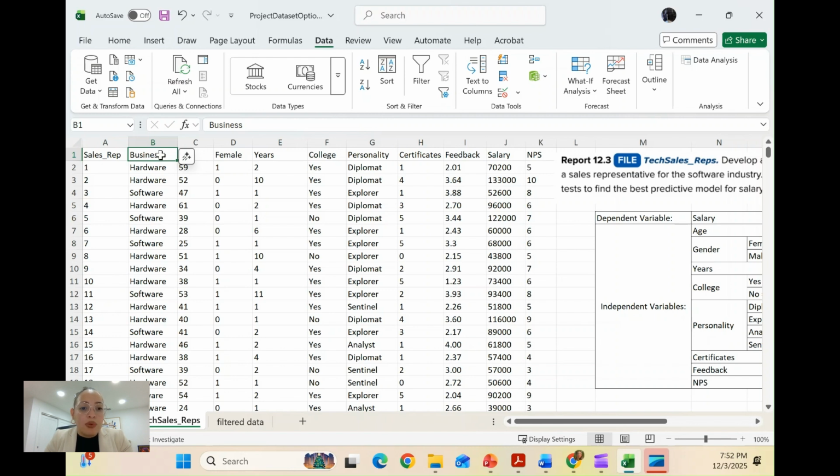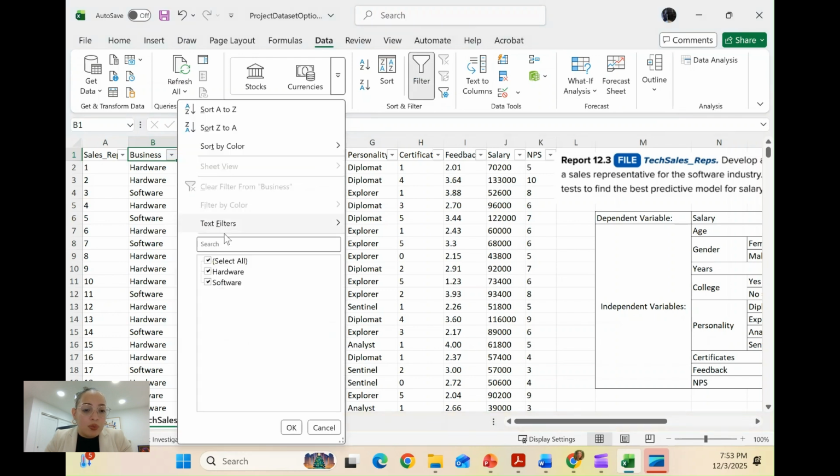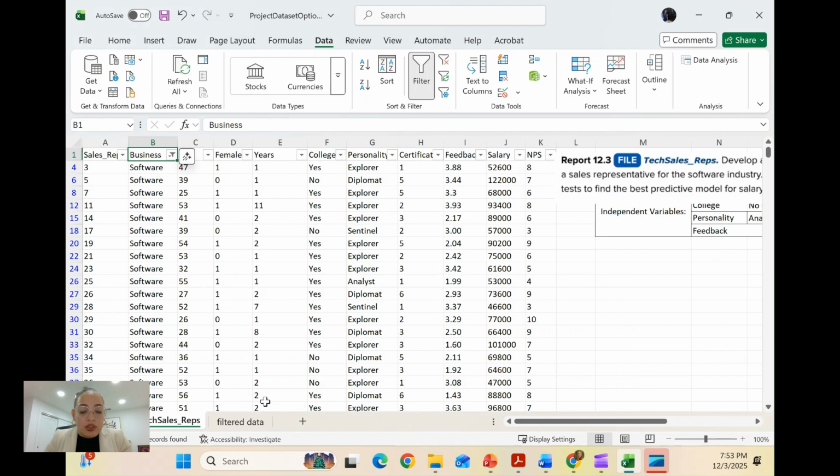So for that, we click on the first row of the Excel, go to data, and then filter. So once we filter, we include only the information that we would like to show. So in this case, it will be only software. So now that my data is filtered, I can work on the regression analysis.